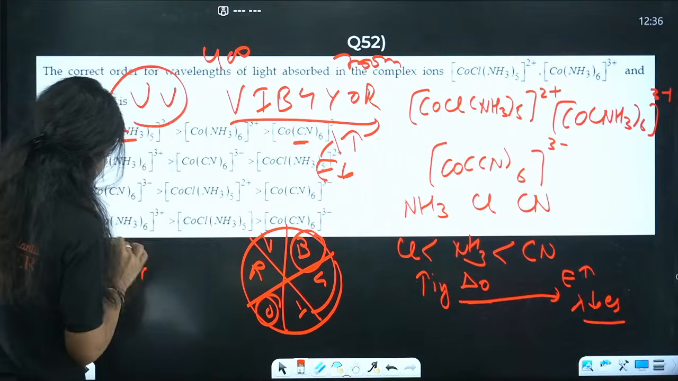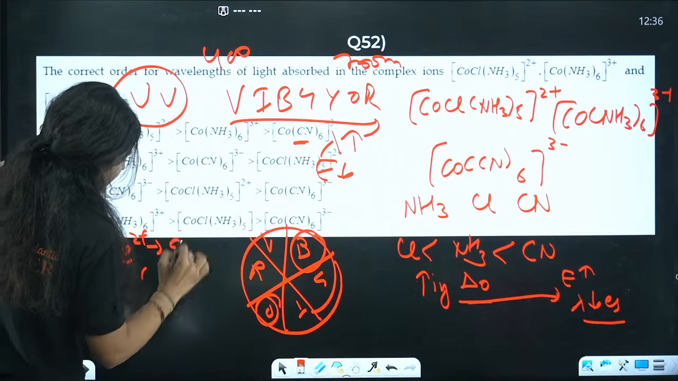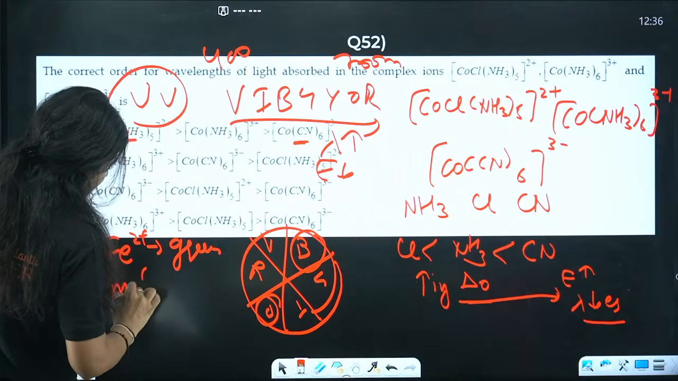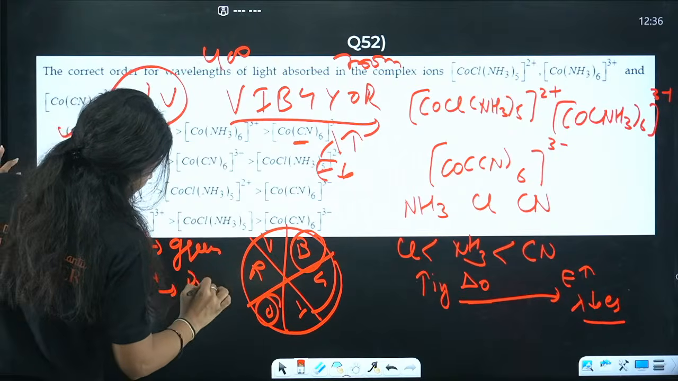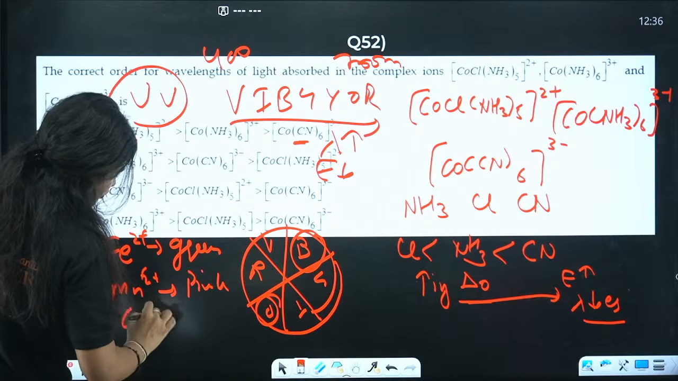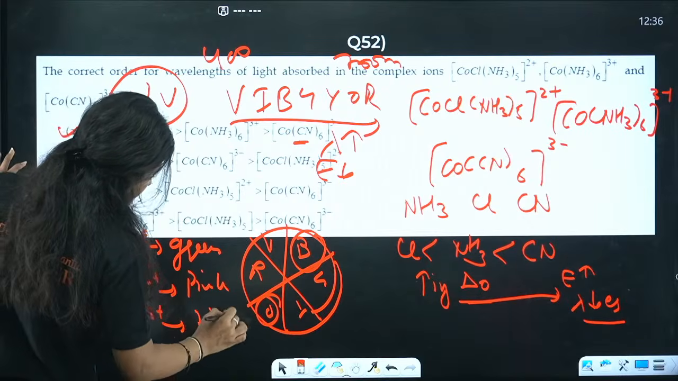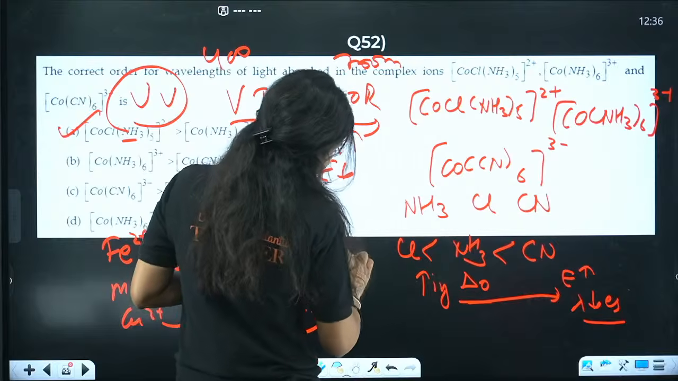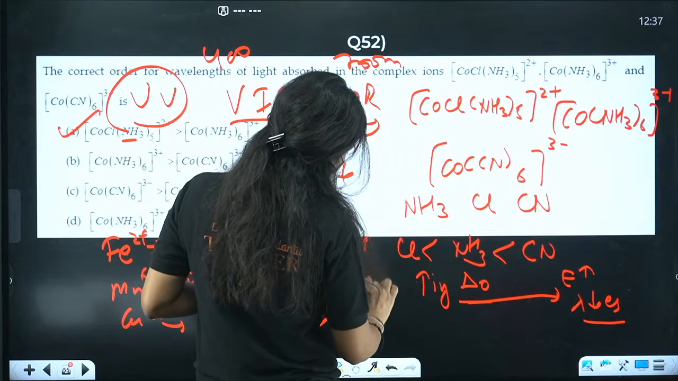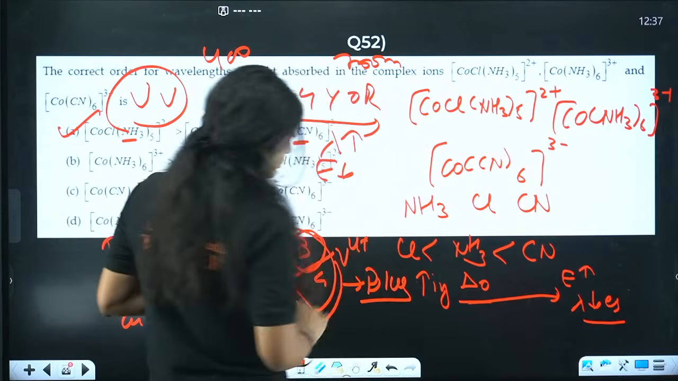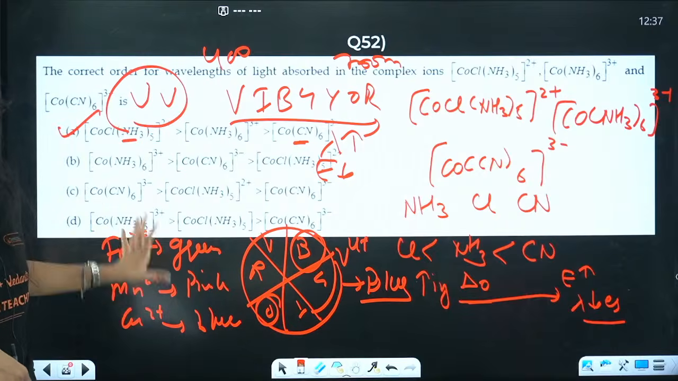One more thing. Iron Fe2+ has green color. Manganese Mn2+ has pink color. Copper Cu2+ has blue color. And then you have vanadium V4+, which also has blue color. Okay, remember these three are important.